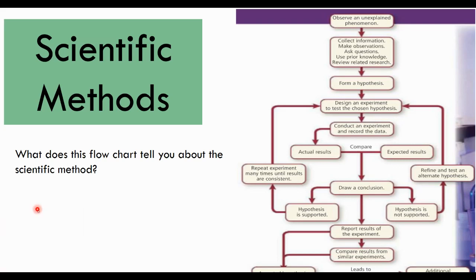So to illustrate that, right here, we can see that if our hypothesis is supported, then we repeat the experiment many times until the results are consistent. So we can see that we double back and go through steps in this process.